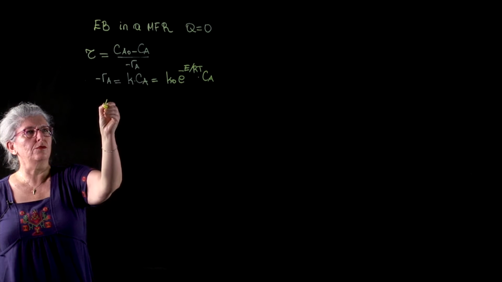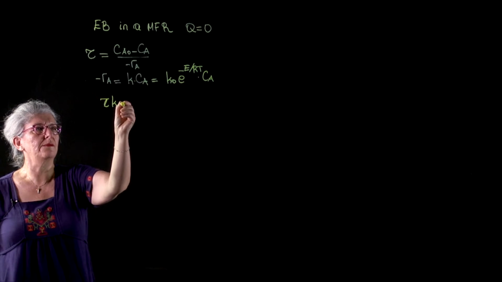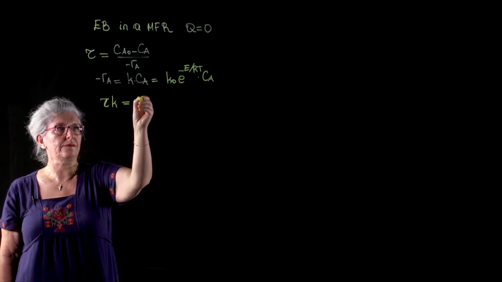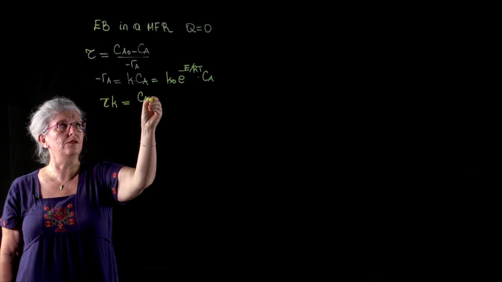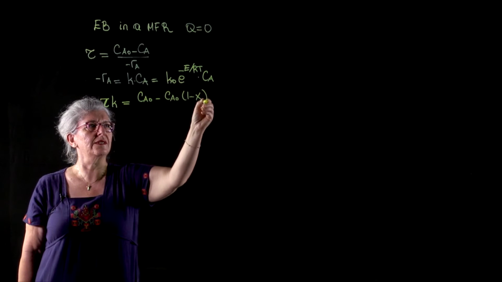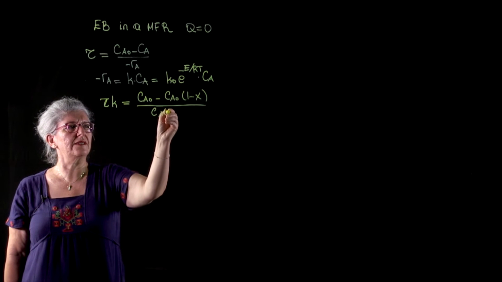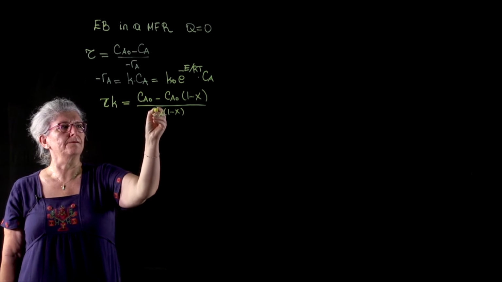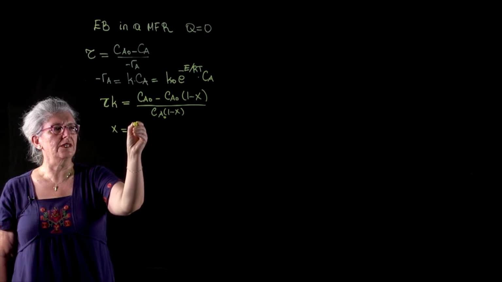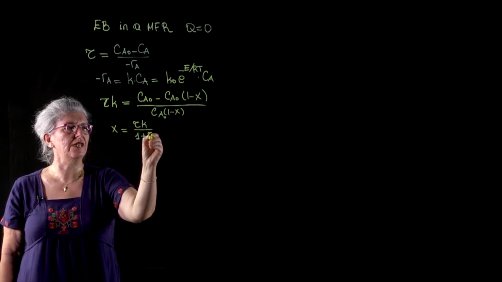we were able to derive the relationship between the Damköhler number tau k and conversion: Ca0 minus Ca0 times 1 minus x, divided by Ca0 times 1 minus x, where Ca0 is cancelled, and conversion was tau k divided by 1 plus tau k.